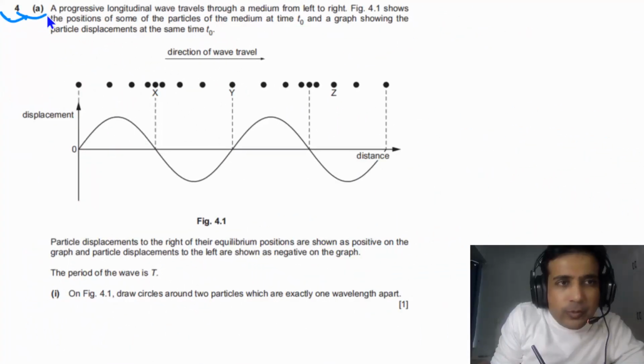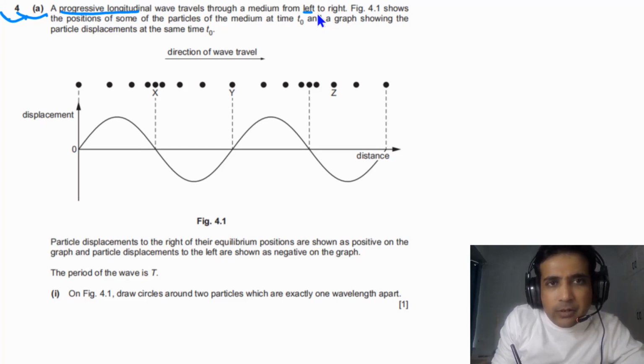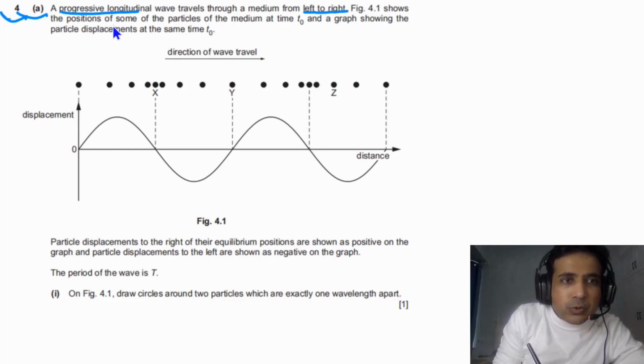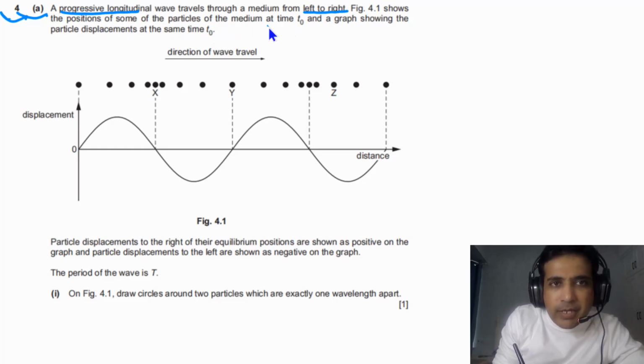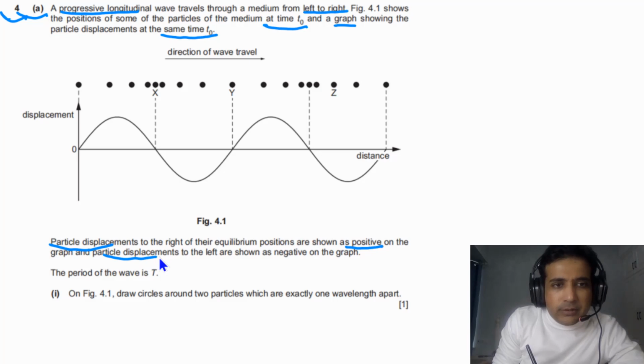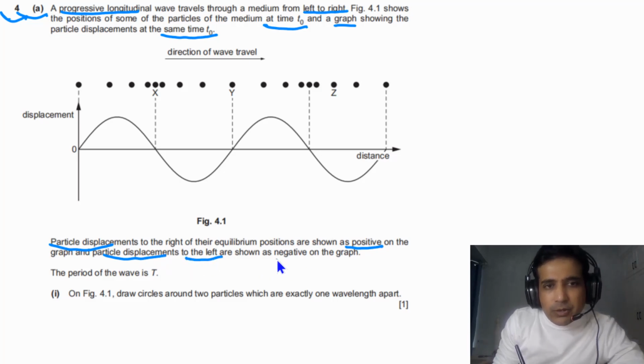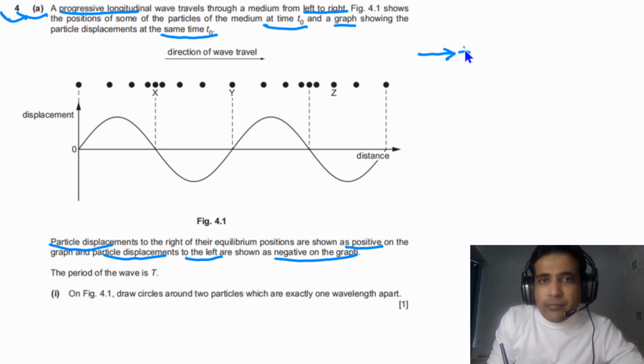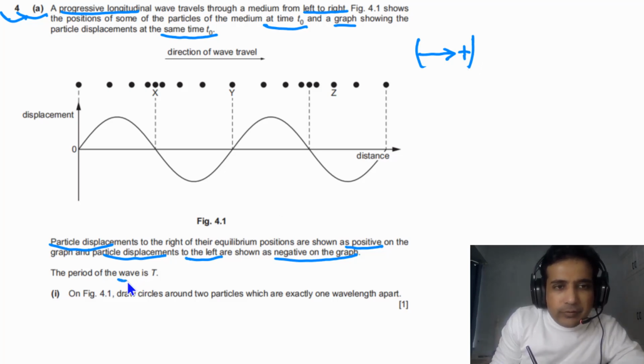For question number 4, part A, it is given to us that a progressive longitudinal wave travels through a medium from left to right. Figure 4.1 shows the position of some of the particles of the medium at time t0 and a graph showing the particle displacements at the same time t0. Particle displacements to the right of their equilibrium positions are positive, and particle displacements to the left are shown as negative on the graph. So we need to understand that in this case to the right is positive, a very important one. So simply you can mark this one, and the period of the wave is given, that is capital T.